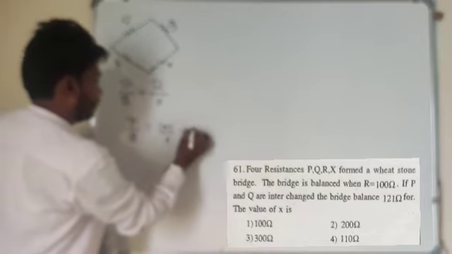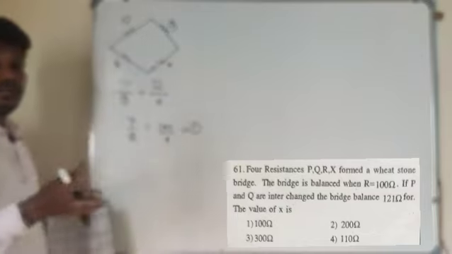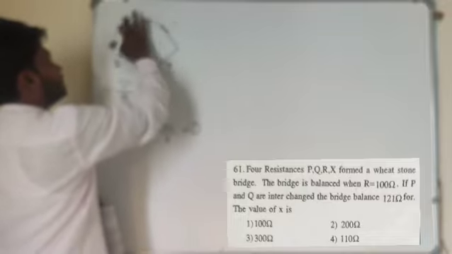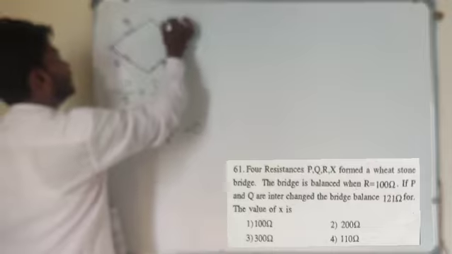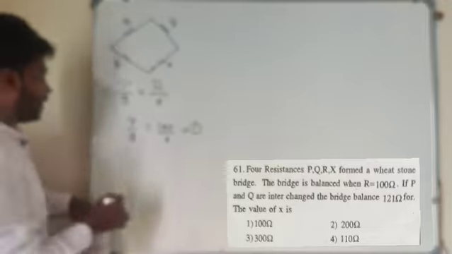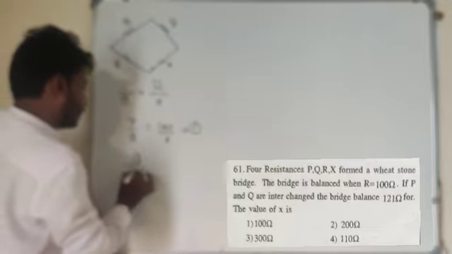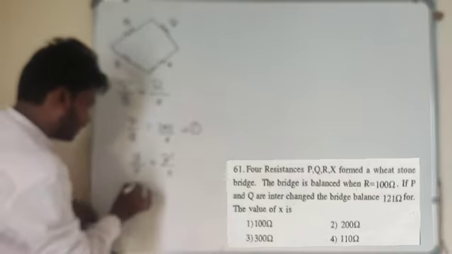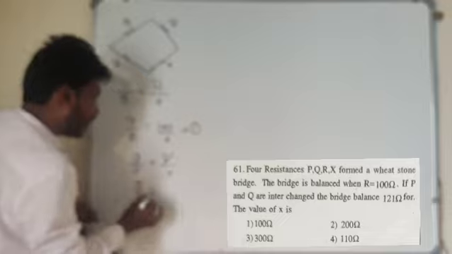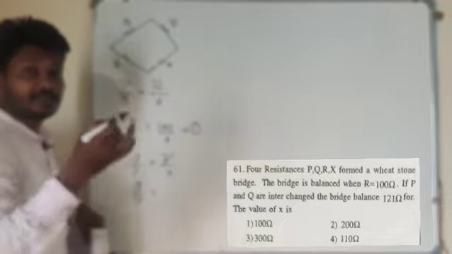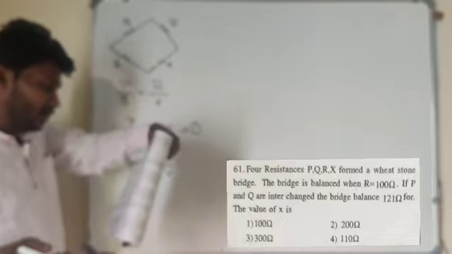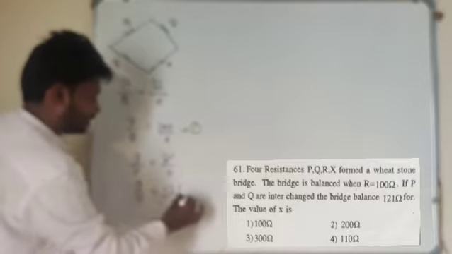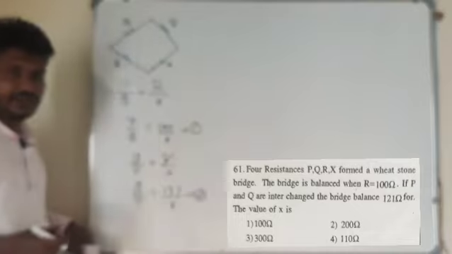P by Q is equal to 100 by X. Now P and Q are interchanged. So I will place that Q here and I will take that P here. Then Q by P is equal to R dash by X here. Look at here, Q by P is equal to R dash by X. So if it is getting interchanged, that resistance value will be 121 ohm. 121 by X here. I will name this as equation 2.